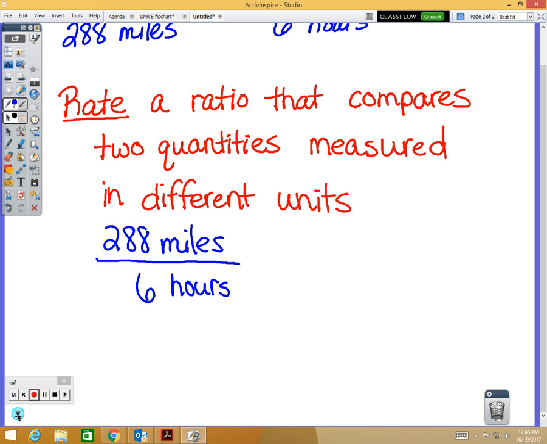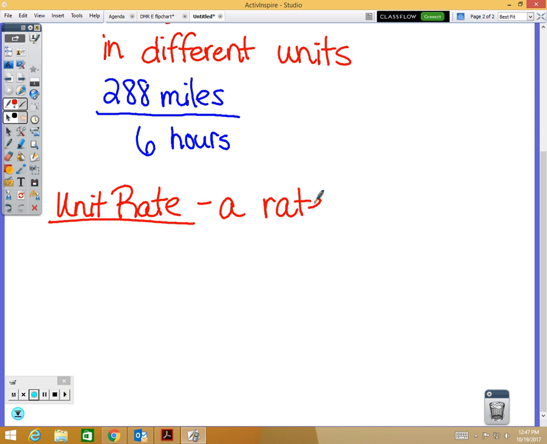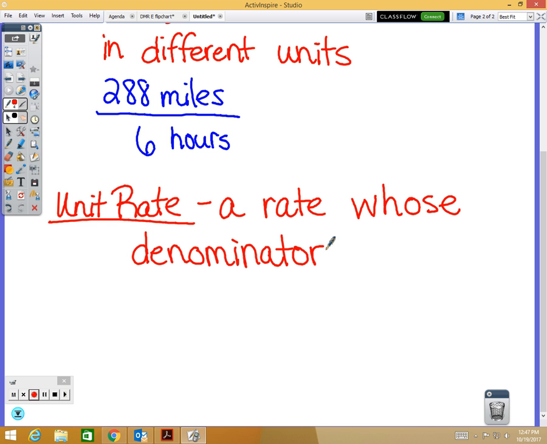Alright, so let's talk about a unit rate now. A unit rate is a rate whose denominator is 1. So the bottom number is going to be a 1. In the rate that we wrote up here, the denominator was 6 hours. So we're going to change that 6 hours to being 1 hour.